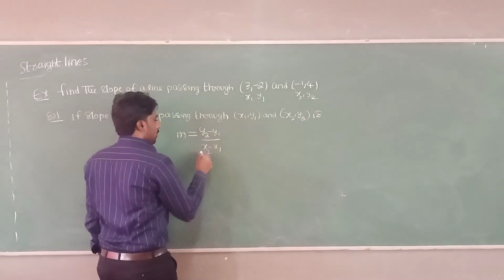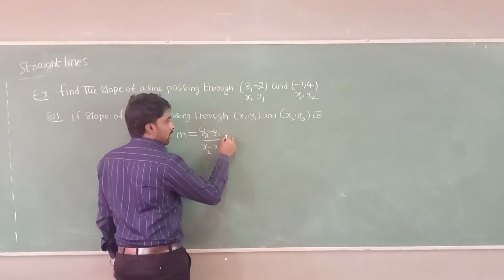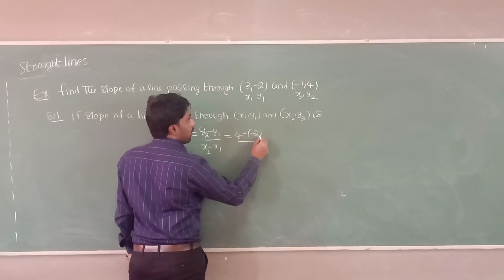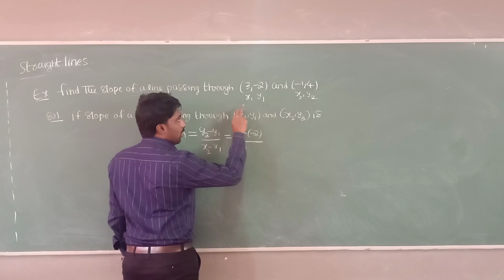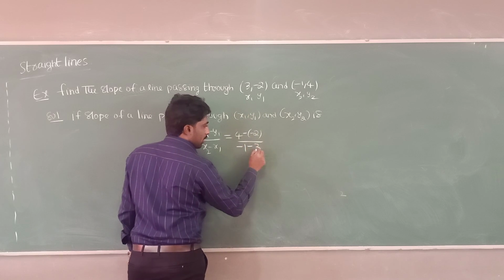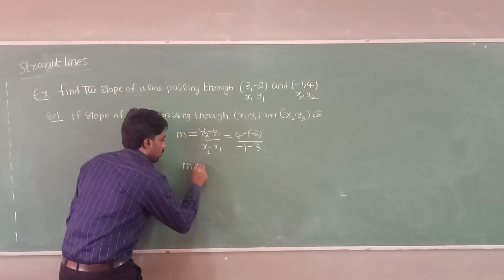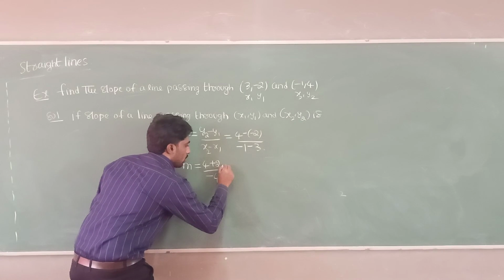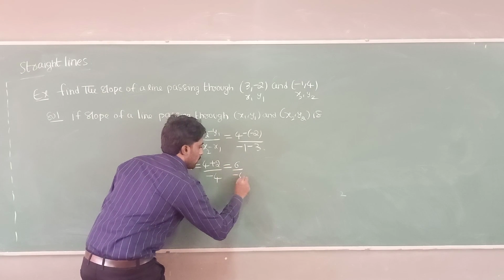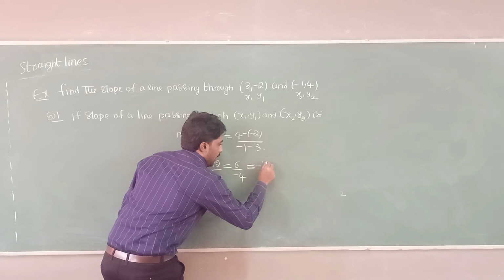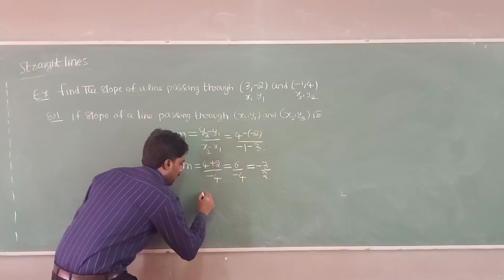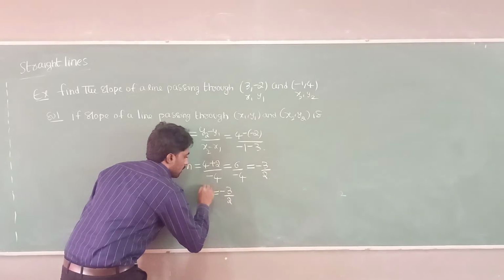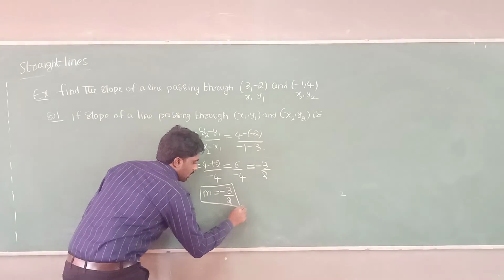Now if I substitute the y2 and y1 values, what do I get? 4 minus of minus 2 by the x2 value, which is minus 1, minus the x1 value, which is 3. So I get 4 plus 2 by minus 4, which is 6 by minus 4, so minus 3 by 2. Finally, the slope of the line passing through the two points is m equals minus 3 by 2.